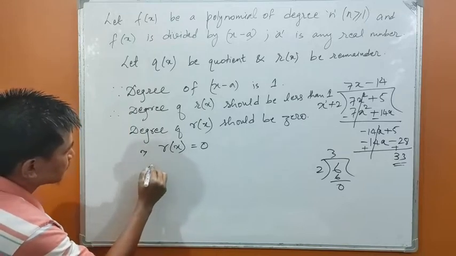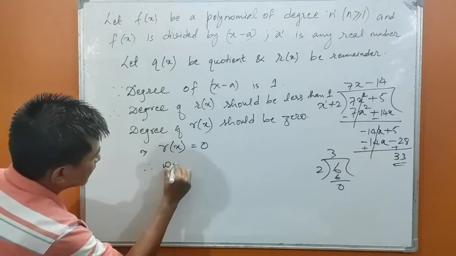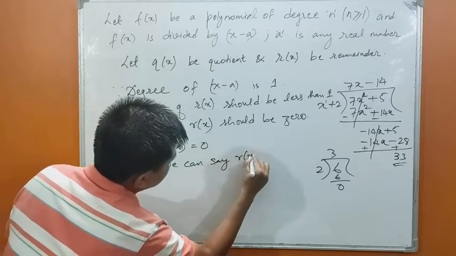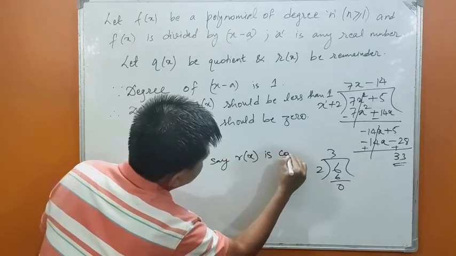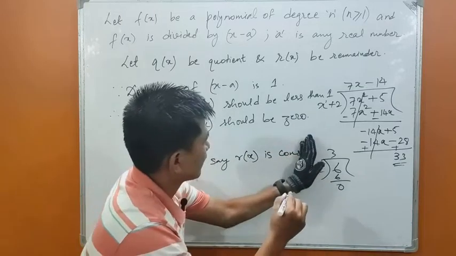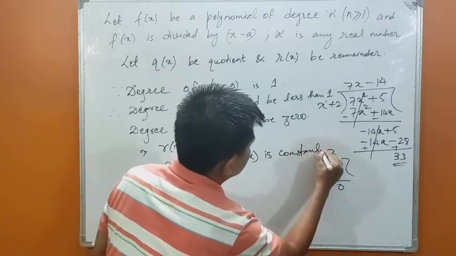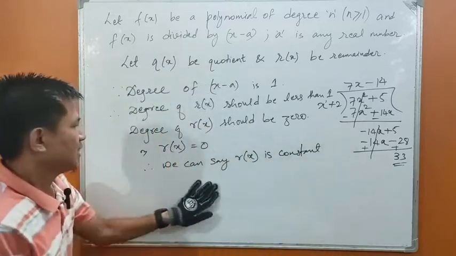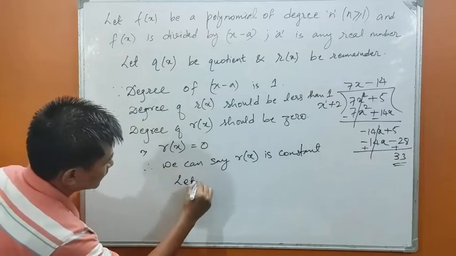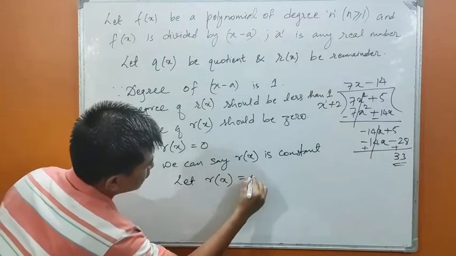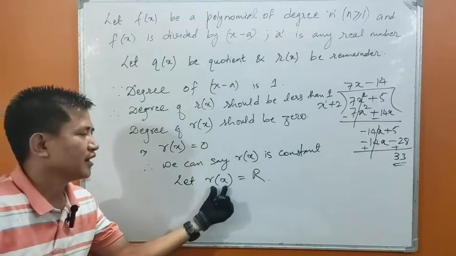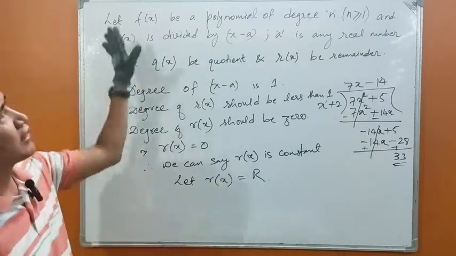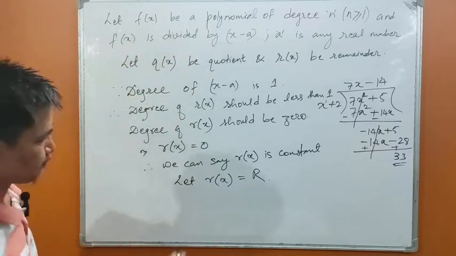Therefore we can say Rx is constant, isn't it? Rx is constant. Got my point? Let me erase all these things, okay? Let us assume, let Rx equal to R. Let remainder Rx be supposed as R. Let me erase the upper part to get enough space.